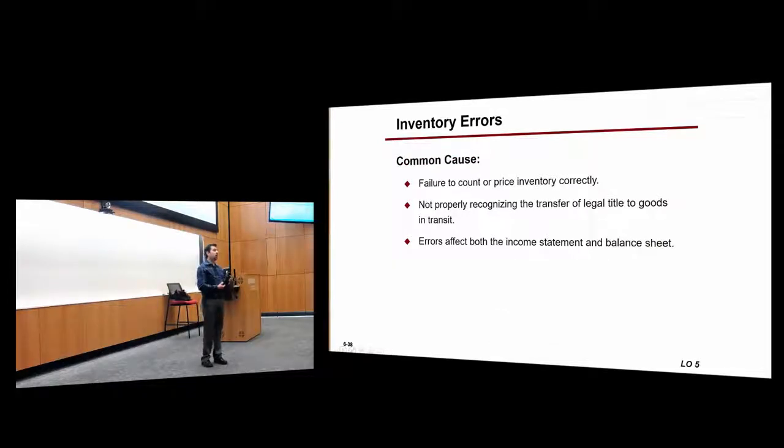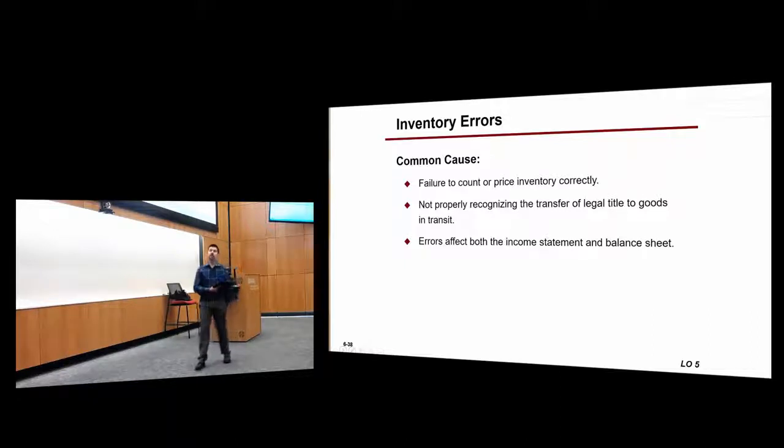Now, there are sometimes inventory errors. Mistakes happen, right? You're counting inventory and then you miss an item. Okay? Or you count one item twice. Or you simply forget to include goods in transit. So all these are causes of inventory errors. When an inventory error happens, you have to basically fix it, right?